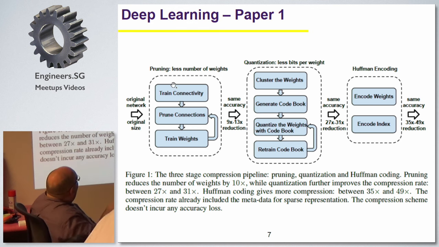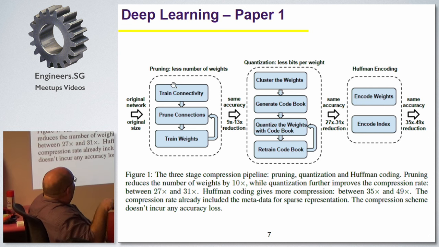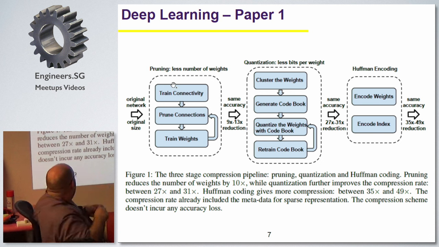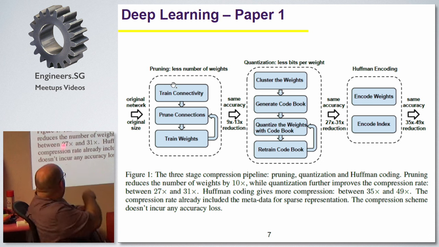So the three-stage compression pipeline is pruning, quantization, and Huffman. To give you an idea, the pruning reduced the number of weights by 10, quantization by 27 to 31, and ultimately, when they compress, they have a compression of 49. So it's a dramatic amount of reduction of the weights. And the beauty, I would say, is that when they test those, they say there is no accuracy loss.